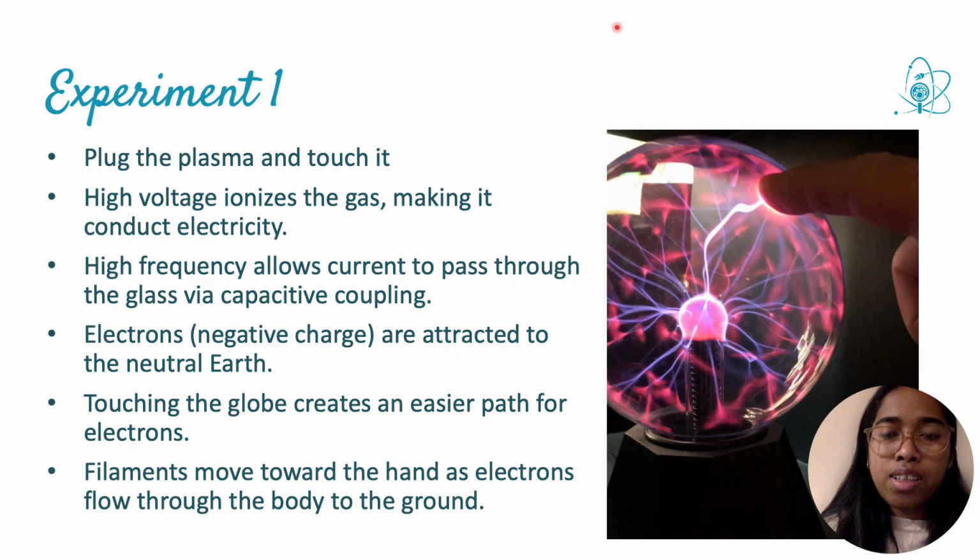So why is that? The high voltage ionizes the gas inside the ball, and this makes it conduct electricity. High frequency allows current to pass through the glass via capacitive coupling. So electrons, negative charges, get accumulated at the surface of the ball, and we know that electrons are attracted to the neutral Earth. That means that when we touch the ball, we create an easier path for the electrons to flow through our body to the ground.